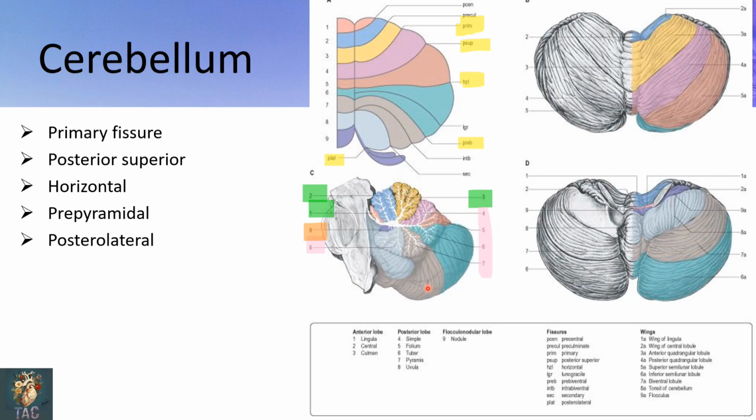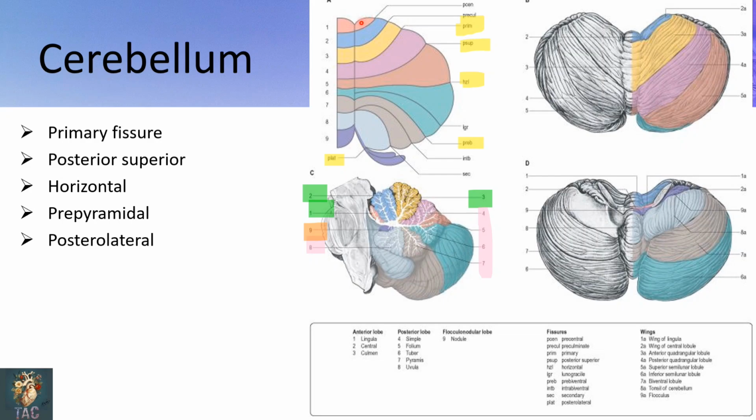Then the next part is the pyramid, and between the pyramid and the tuber you can see the prepyramidal sulcus, which is present over here. Next to the pyramid is the uvula, and then in the purple color you can see the flocculonodular lobe. Similarly over here you can see this area is the pyramid, this is the uvula, and then you can see the flocculonodular lobe. So these are the different lobules present in the anterior and posterior parts of the cerebellum.